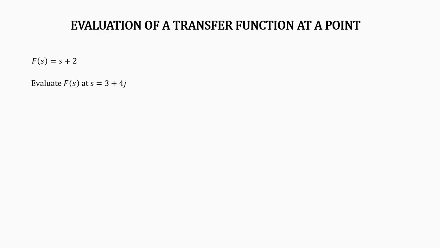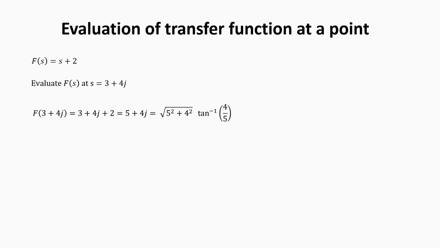So, let us say we have a polynomial of this form, s plus 2. This is not even a transfer function, this is a polynomial. I want to evaluate it at 3 plus 4j. How do I do that? One way is simply to put s equal to 3 plus 4j, and then you will have the value 5 plus 4j. So, it will have a magnitude and an angle as well.